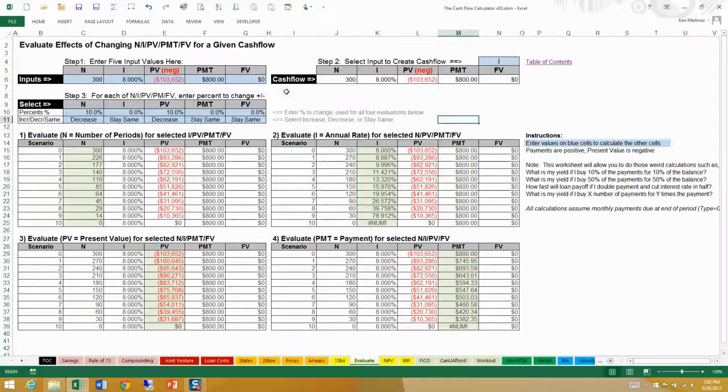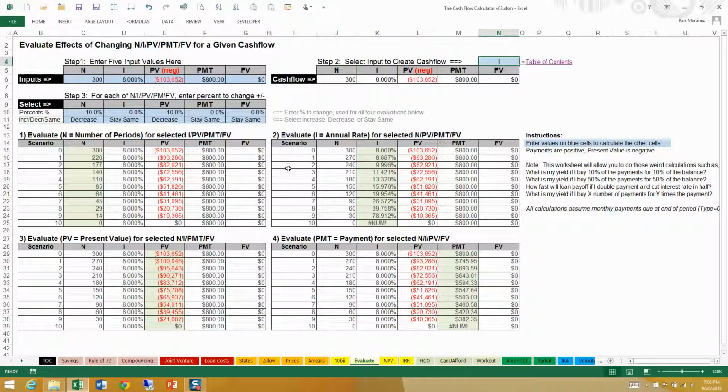So you just kind of input some values. I'm using that same note as before. And if you need to calculate something, click here and it'll calculate for you. Right now I have it selected on I. So then you have a specific cash flow, and what this tab is doing is what happens to this cash flow if you start to adjust one of the 5 functions here, N, I, PV, payment, or FV.